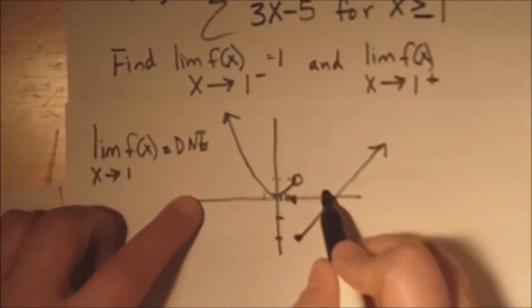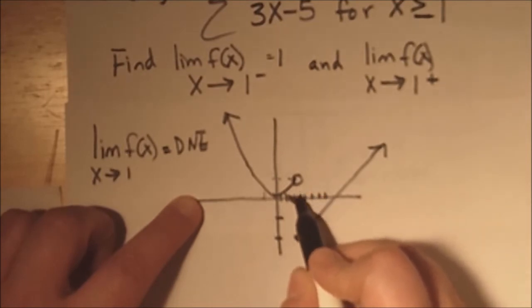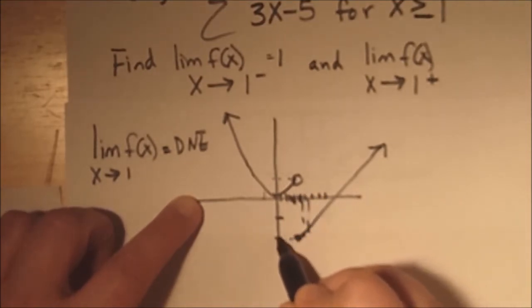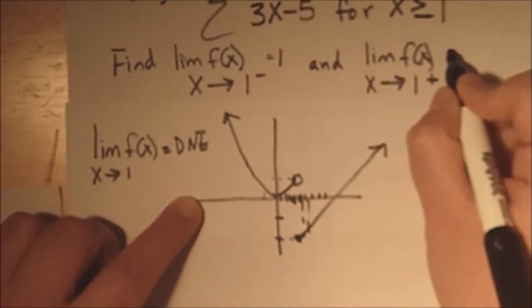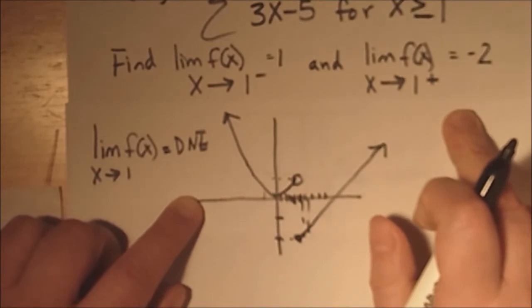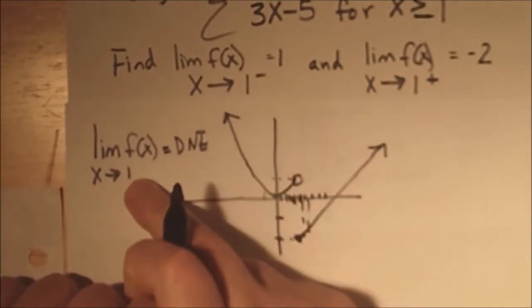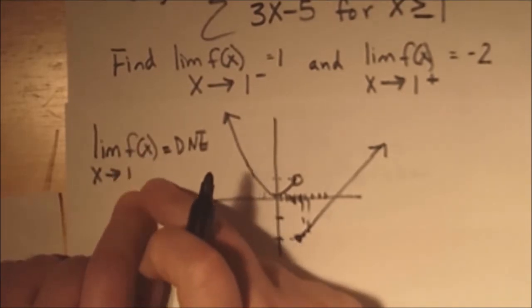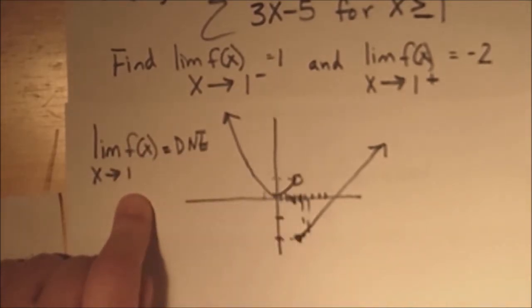And if we walk up to 1 from the right, and look down at these functional values, they are approaching -2. So there's my left-hand limit, my right-hand limit, but the limit, without a one-sided direction, the limit as x approaches 1 does not exist.